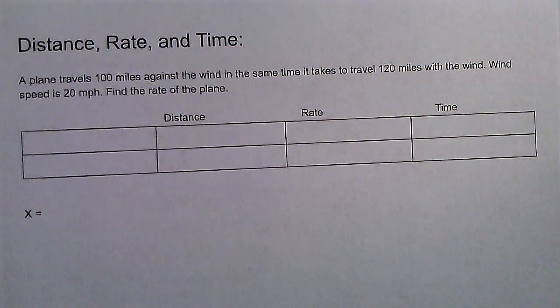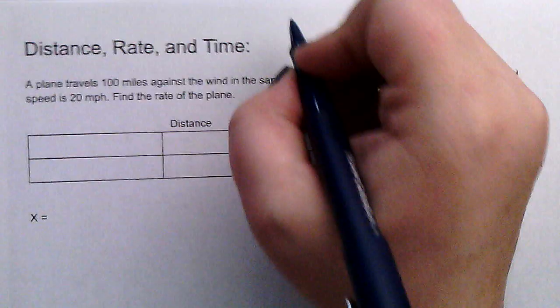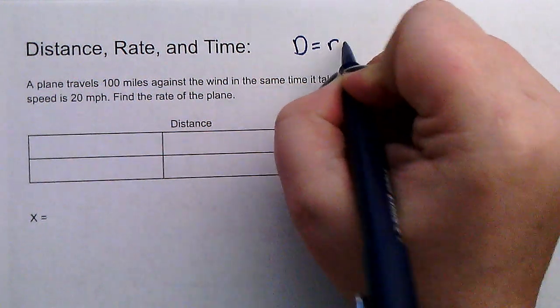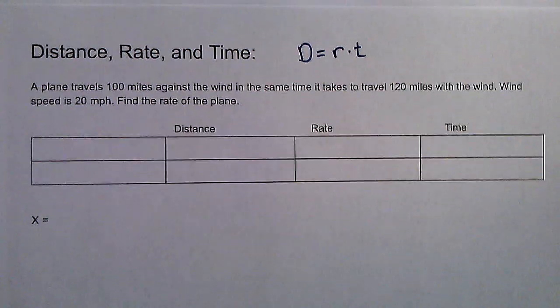So the last things we're going to do for 8.6b is distance, rate, and time. Distance, rate, and time problems have a special formula. I don't know if you've ever seen this before, but let me show it to you. Distance, rate, and time uses the DIRT formula. Distance equals rate times time.